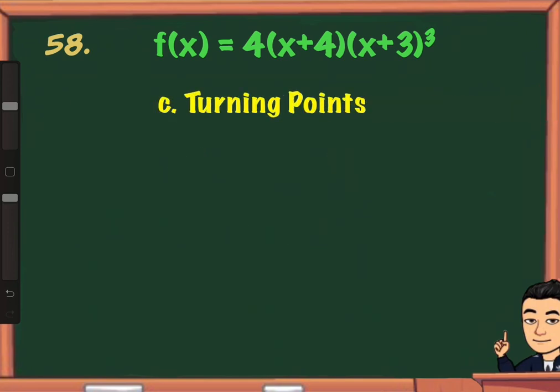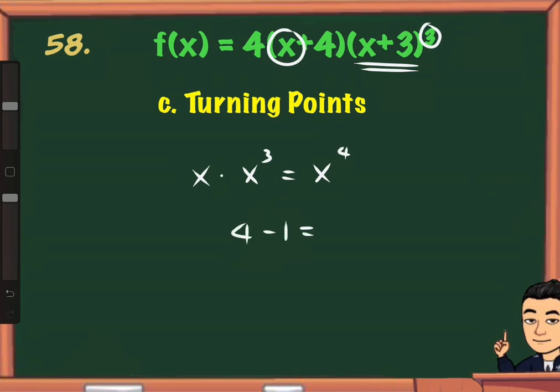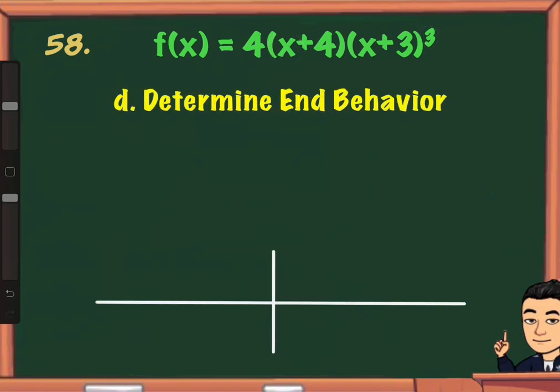Turning points. You want to multiply everything out, but you don't really have to do that. This is basically telling you it's going to be x, and you know that if you multiply this out, it's going to give you x to the third power. So your highest degree is going to be x to the fourth power, which means that your turning points are going to be 1 less than the exponent value, which is going to be 3. Determining the end behaviors. First of all, I'm going to say that x is equal to negative infinity. What's going to happen?